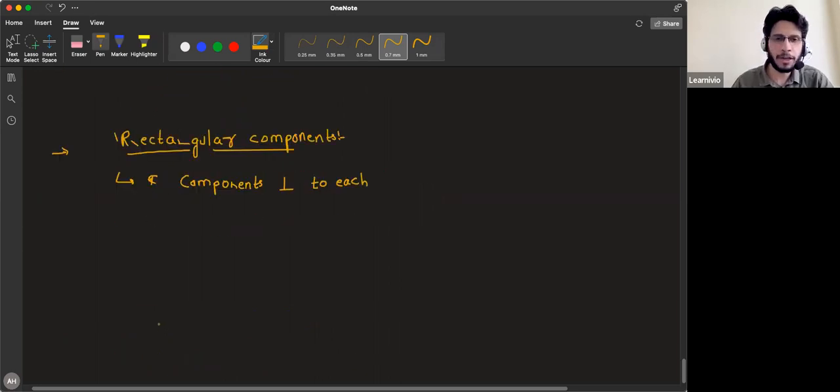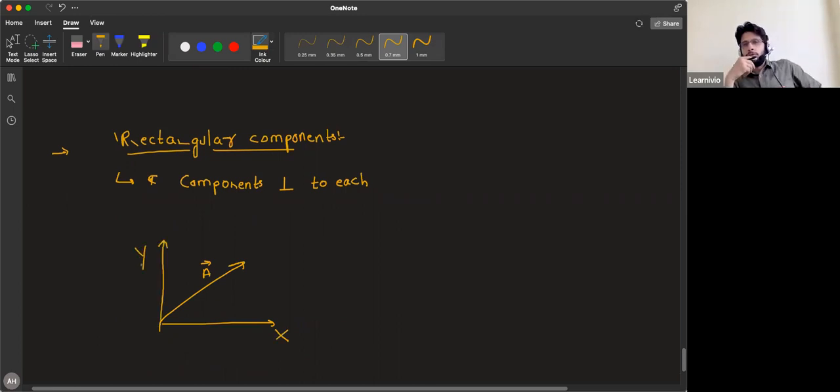So how to calculate rectangular components? Let's say you have a vector A. I am asking you to resolve this vector A into two directions. That means I'm saying break vector A into two vectors. One should act along x-axis, another should act along y-axis. That's the simple meaning of resolution, breaking up into two vectors. Let's say this angle is theta.